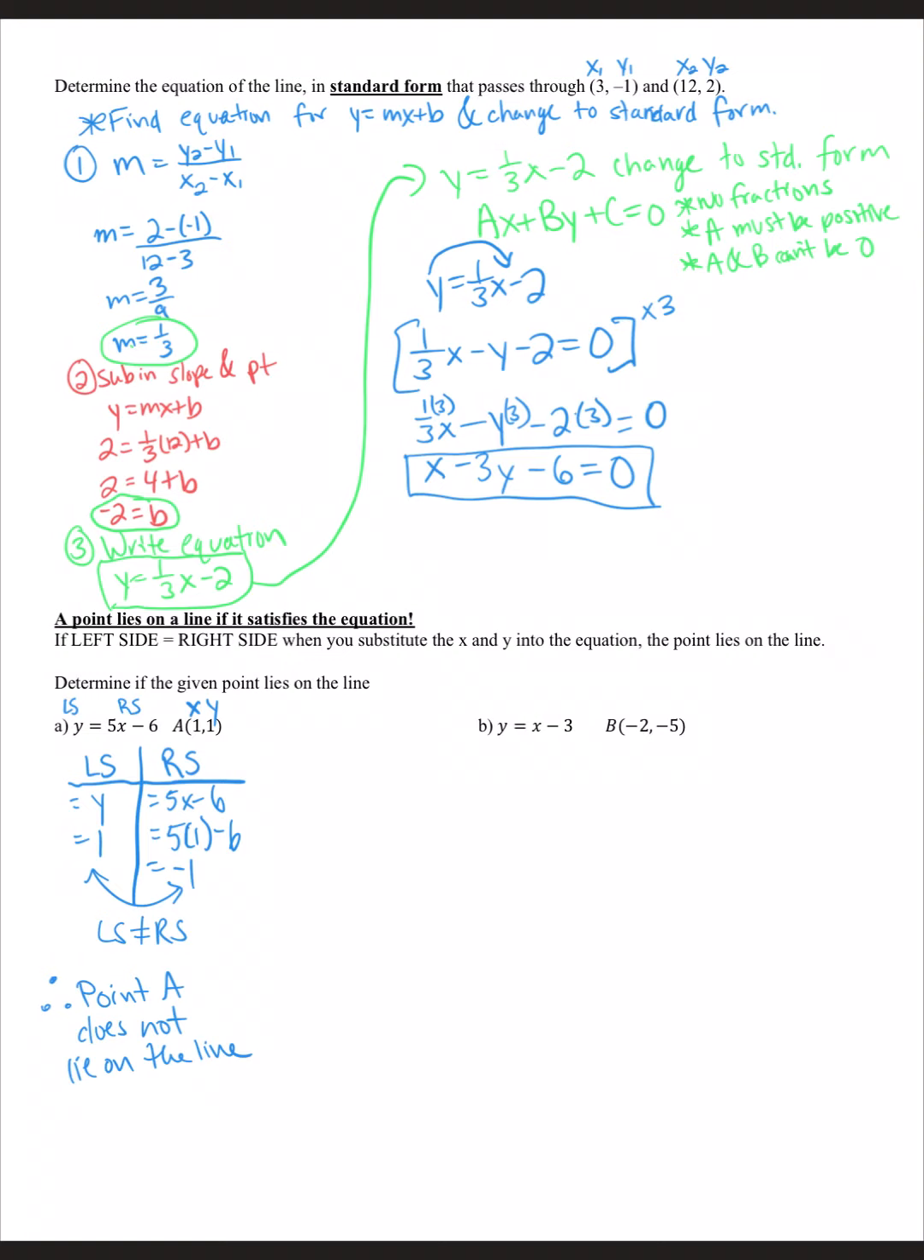Okay, pause the video and see if you guys can try part B with that left side, right side t-chart. Okay, so hopefully you can see that point B does lie on the line. When you substitute in that point, the left side equals -5 and the right side equals -5. So they equal each other. So we can say that this point, yes, does satisfy or lie on that line. That's it for your note for today.